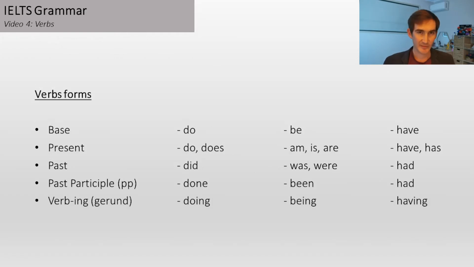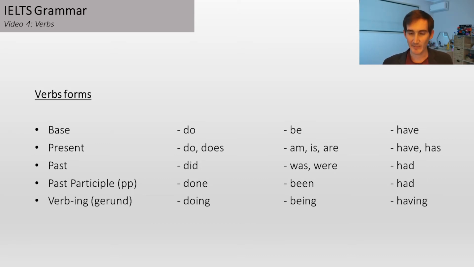Now every single verb has 5 different forms. They have the base form, present, past participle, I call it PP, verb ing, also called gerund. So an example of how this works, the base verb of do is do. The present of do is do or does, depending on the subject. Past did, PP done, the gerund is doing.